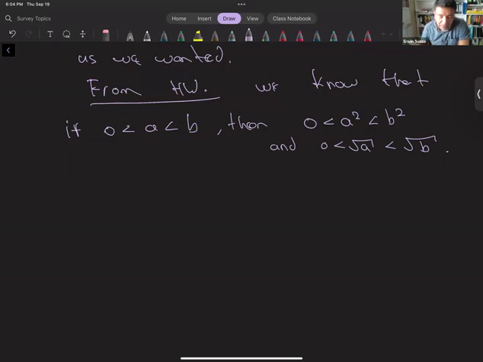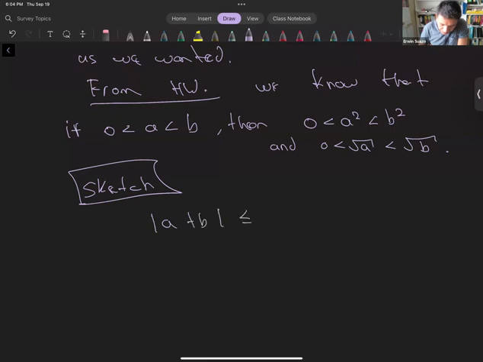So here's how it goes. Well, I'm going to do a sketch, and I haven't written it down, but I thought about it for a few minutes, and I wrote it down on paper very fast, just to show you how we'll prove it. So this is the sketch. I want to prove A plus B less or equal than absolute value of A plus absolute value of B.